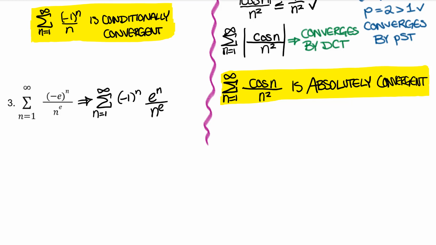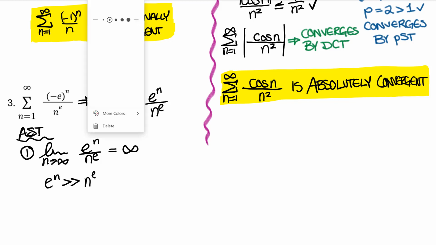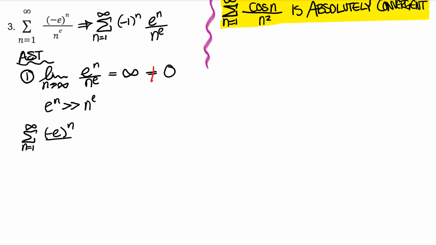At this point in time, I'm going to use the alternating series test to see if this original series is convergent. This would mean the limit as n approaches infinity of the non-alternating part needs to be equal to 0. But guess what? E to the n grows at a much faster rate than n to the e, so the value of this limit is infinity. Therefore, this original series diverges by alternating series test. Now, if the alternating version of the series diverges, then the absolute value of the series will also definitely diverge. So this series is divergent.